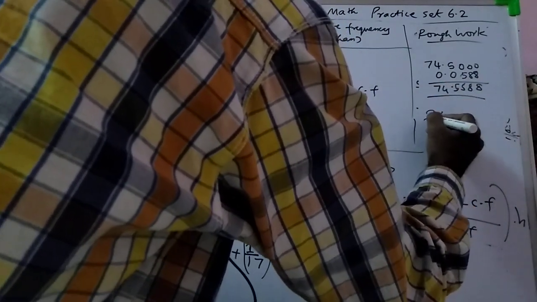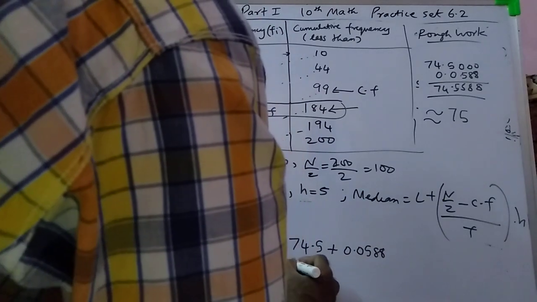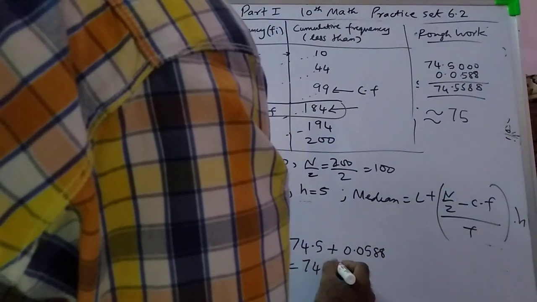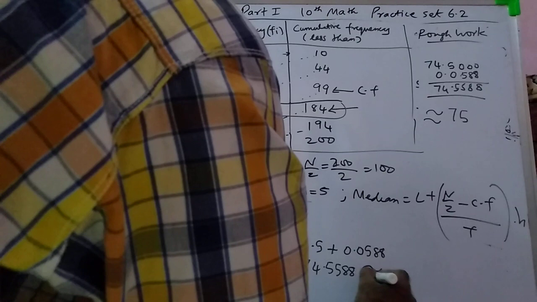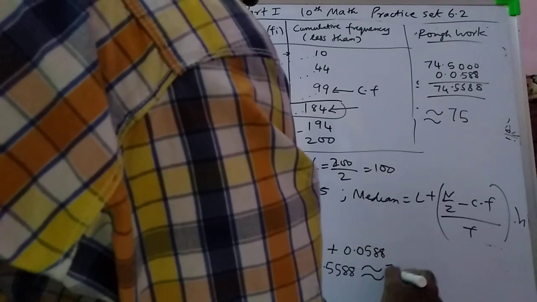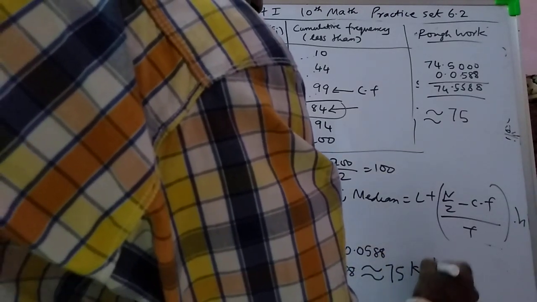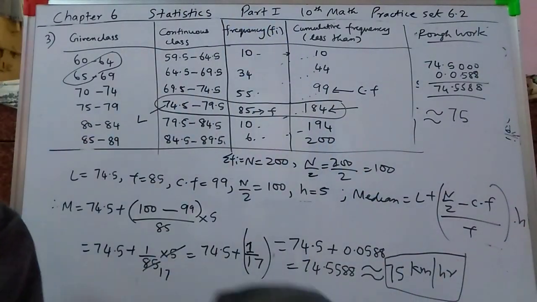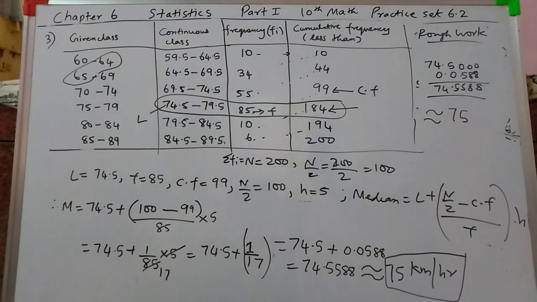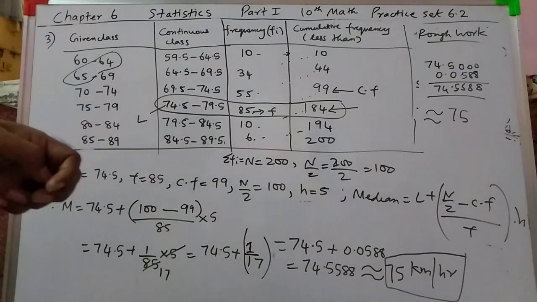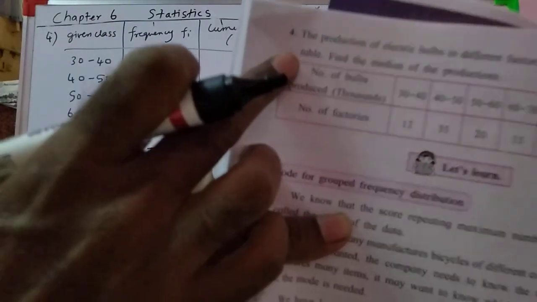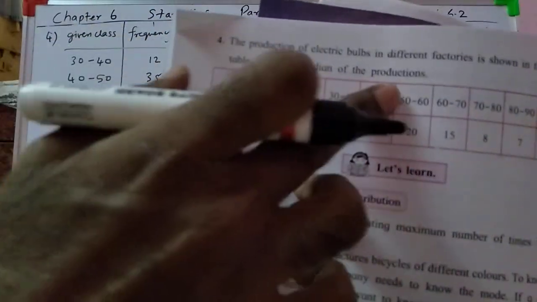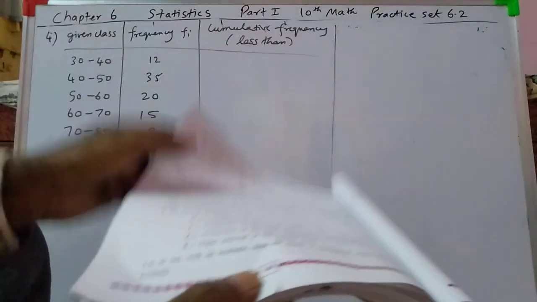So that you can approximate as 75. Okay, so this is the answer for this. I hope you got this. Now let's do the next problem. You can now do the fourth problem. Okay, that one.